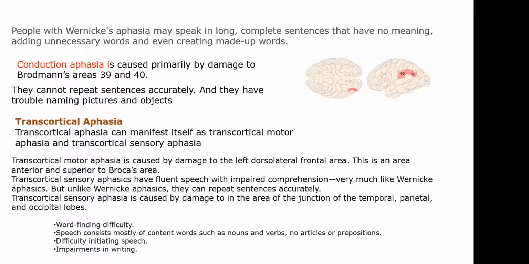Some symptoms we can see are word finding difficulty. The speech consists mostly of content words such as nouns and verbs. They have no articles or prepositions, and they have difficulty initiating speech and impairment in writing.